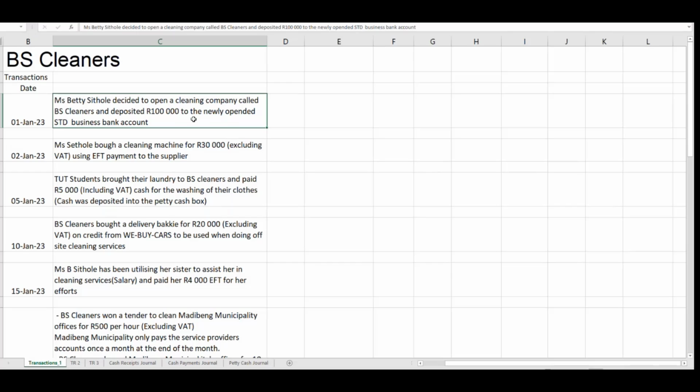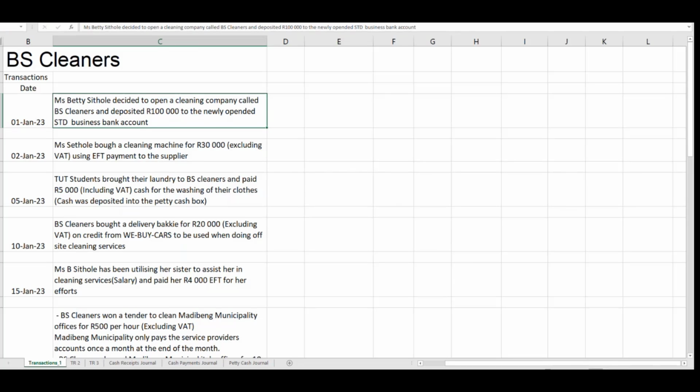Starting with the first one: Ms. Bessie Sitole decided to open a cleaning company called BS Cleaners and deposited 100,000 to the newly opened Standard Bank business account. I want someone to tell us, one, whether we received money here or paid money, and also tell us if we're using the cash receipts journal, cash payments journal, or petty cash journal, and why.